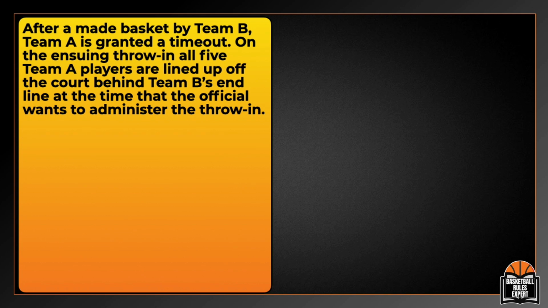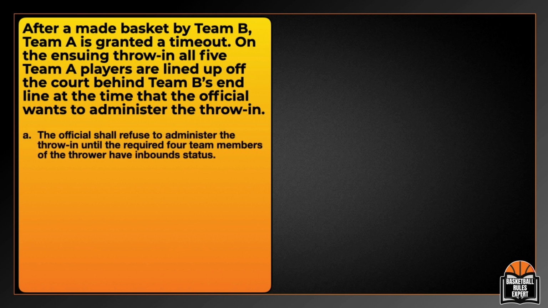After a made basket by Team B, Team A is granted a timeout. On the ensuing throw-in, all 5 Team A players are lined up off the court but behind Team B's end line at the time when the official wants to administer the throw-in. The official shall refuse to administer the throw-in until the required 4 team members of the thrower have inbound status.